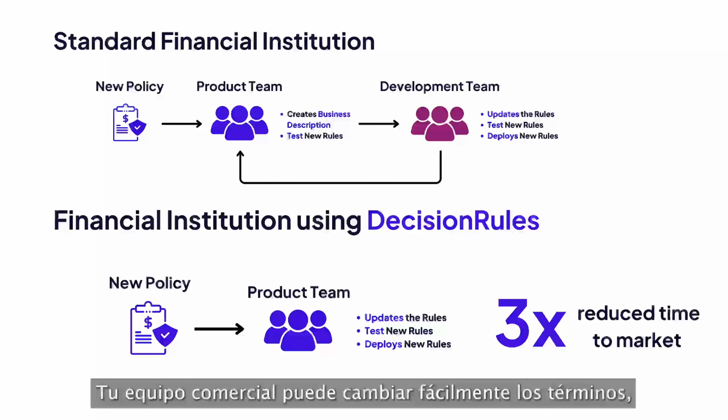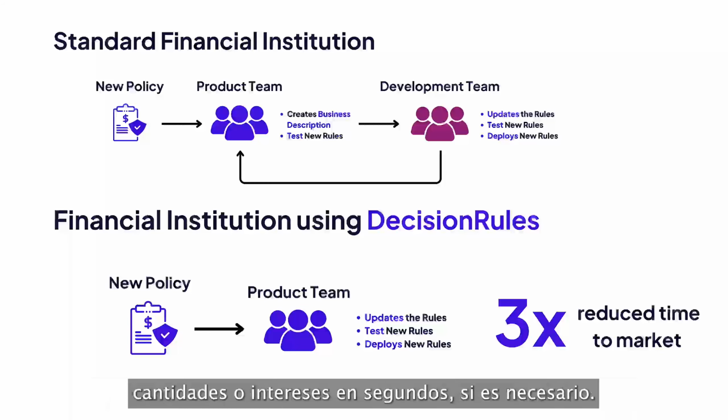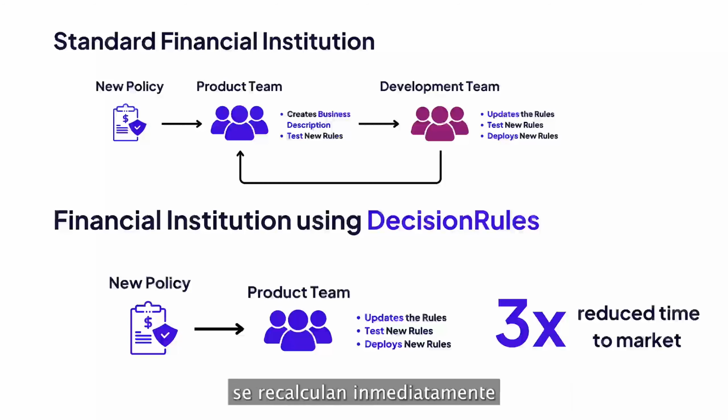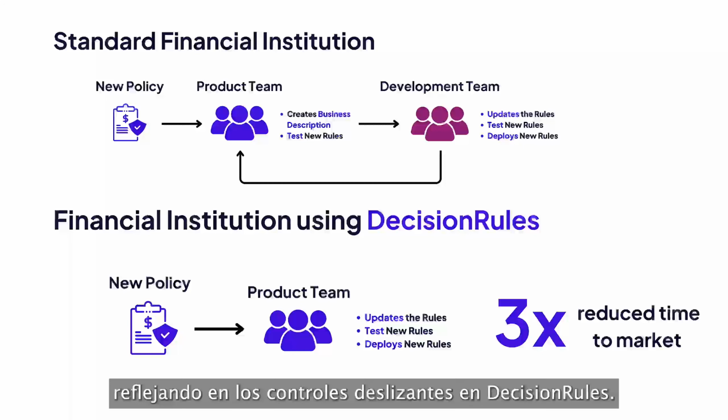Your business team can easily change the terms, amounts, or interest rate within seconds if needed, and it will be instantly reflected on your website. The monthly payments and the repayment calendar are always immediately recalculated, reflecting the sliders in the DecisionRules.